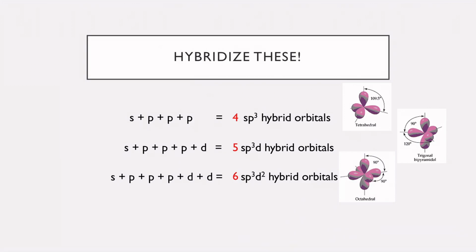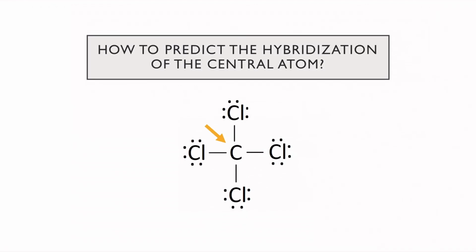Boleh? So, yang tetrahedral ni sp3 kan? So, ni sp3, sp3, sp3, sp3. So, these orbitals are of the same shape and energy. Therefore, you will get more efficient overlap later. Now we're going to learn how to predict the hybridization of the central atom.